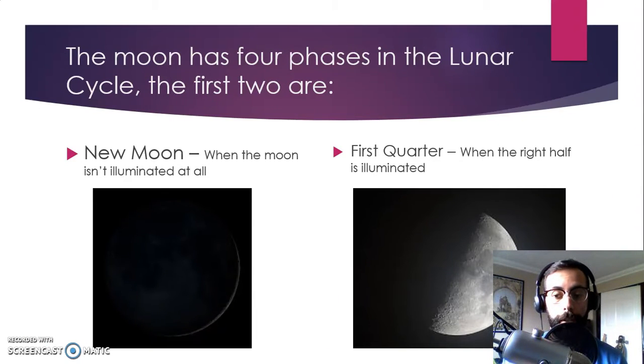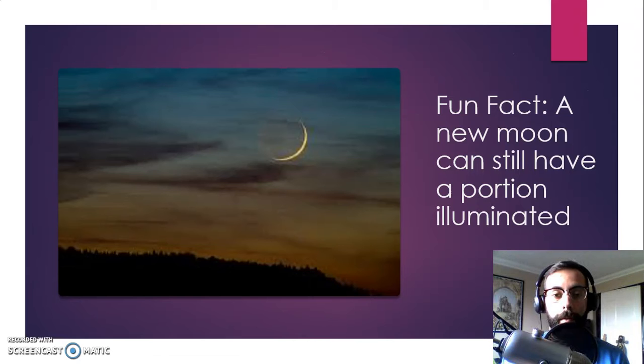There are 4 phases of the lunar cycle. These are the first 2. So we have the new moon on the bottom left. This is when the moon isn't illuminated at all, as you can see. On the right, we have the first quarter moon, when the right half is illuminated. A fun fact is that a new moon can still have a portion illuminated. This is seen in this picture where that bottom right is still showing the sun shining on it.